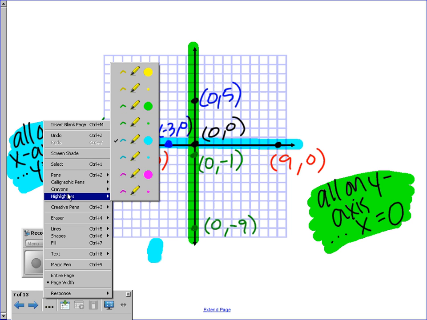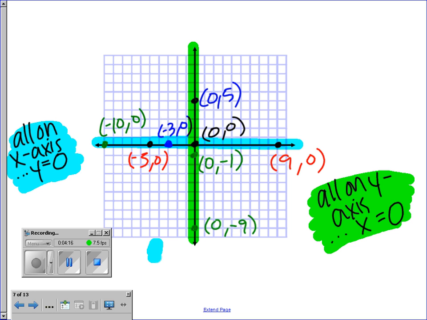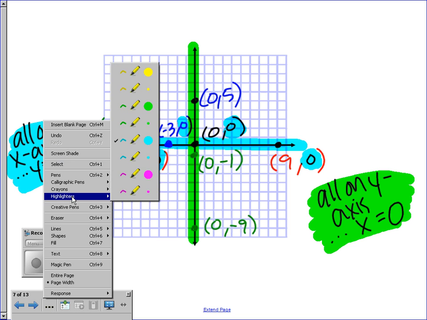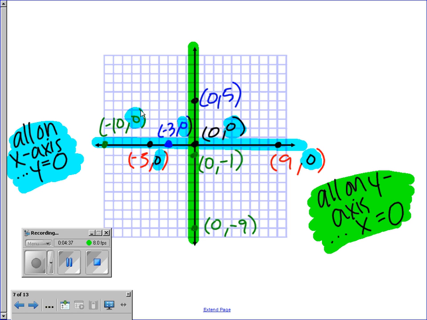If I look at all the points on the x-axis, that's this one that I've highlighted right here. Y equals 0 for all of the points on the x-axis. And then if I look at all of the points on the y-axis that's highlighted in green, I know that x is going to be 0 for all of them. So that's what I mean by y equals 0 or x equals 0.